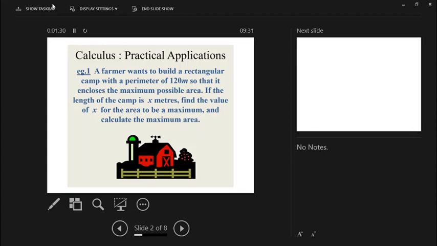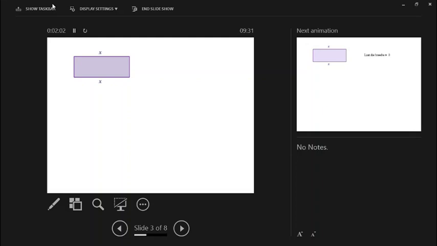Okay, so he has 120 meters for the perimeter. If the length of the camp is x, find the value of x for the area to be a maximum and calculate the maximum area. So this is a practical application. Imagine you are on your farm one day, you have 120 meters of draad, and now you have to enclose an area, and you want that area to be as big as possible, want dan kan jy soveel as moontlik skapies insit. Okay, so we start off by saying, what do we know?